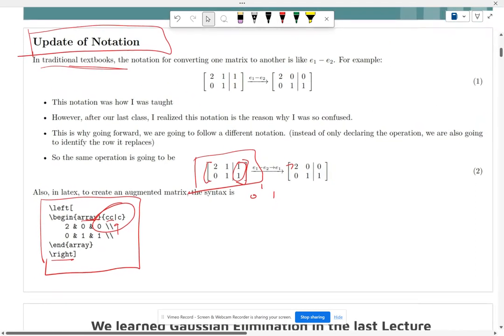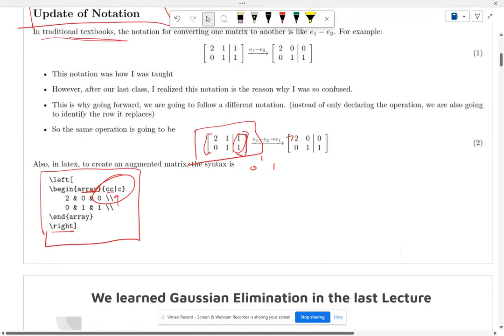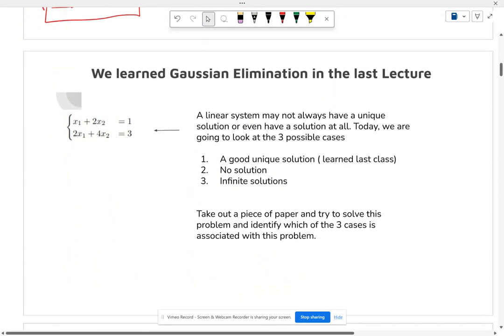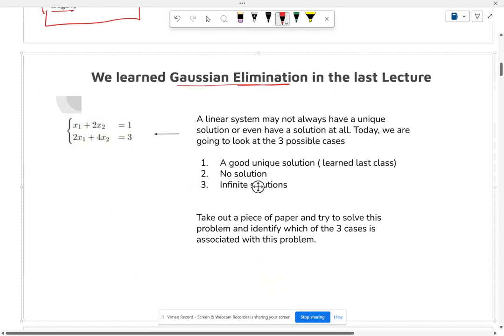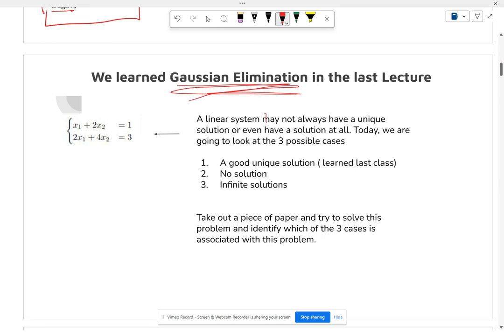Okay, with that out of the way, let's continue. Last time we learned Gaussian elimination. A linear system may not always have a unique solution. In fact, there are three possible cases. A unique solution is case one, which is what we learned, the simplest situation where you are able to get a solution.